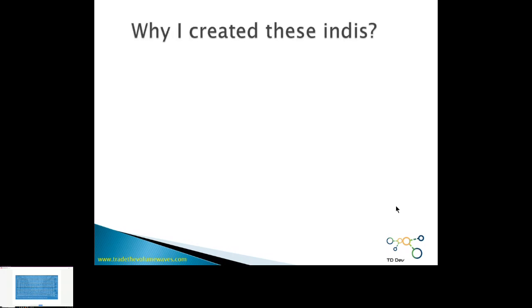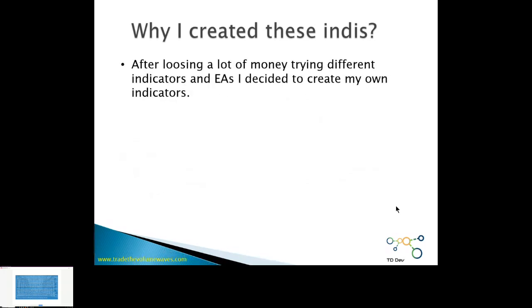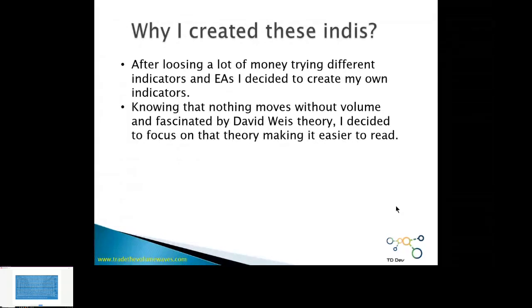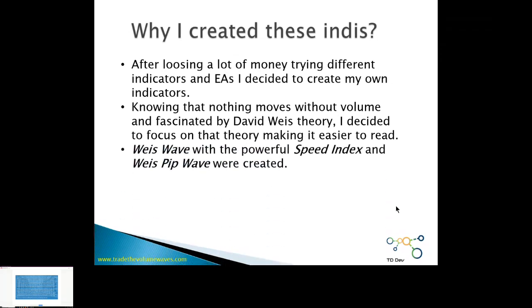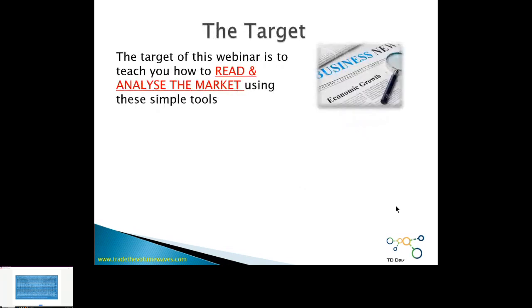So why did I create these indices? Well, the reason being I have lost a lot of money trying different indicators, EAs. Then I decided to create my own. And knowing that nothing moves without volume and fascinated by David Weis' theory, I decided to focus on that theory and try to make it easy. So what I created is a Weis Wave, which is very popular all over. But I added the speed index, which is very powerful. And I also created the Weis PIB wave, which measures actually the distance, the cumulative distance of the price move. We will see later on.